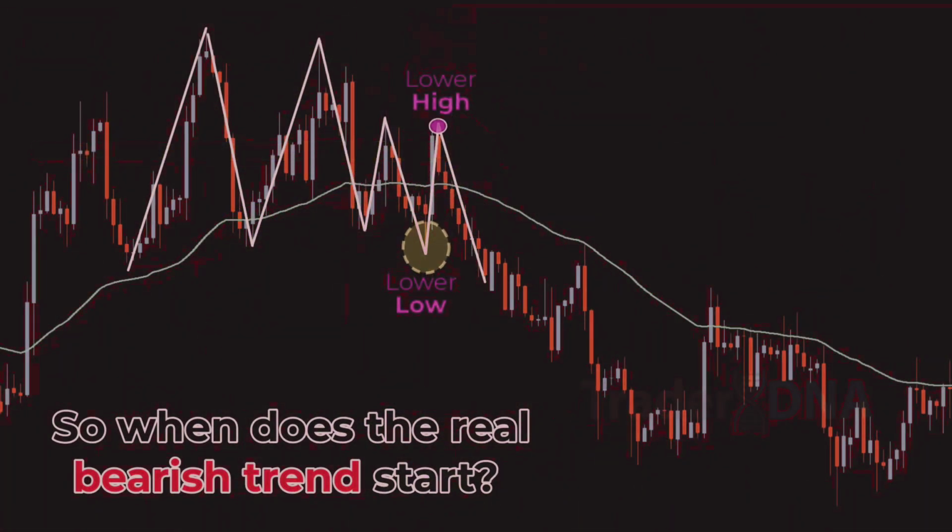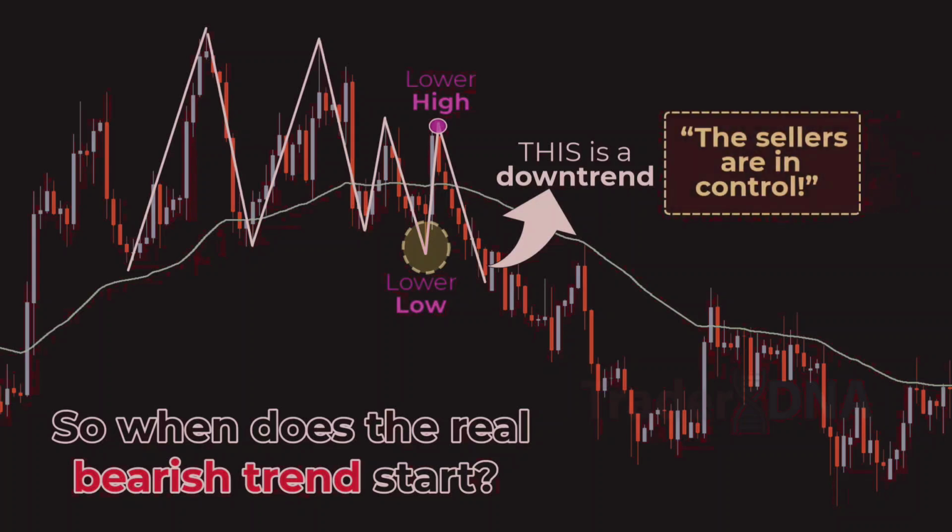In a downtrend, we're hunting for one high followed by a lower high, one low followed by a lower low, and boom. Once you see that pattern, that's confirmation. The market is now officially in a downtrend. Now here's where it gets exciting. When price is below the 50 EMA and structure confirms it, the odds of price continuing lower are way higher than it suddenly flipping bullish. Why? Because structure and moving average alignment are screaming. The sellers are in control.